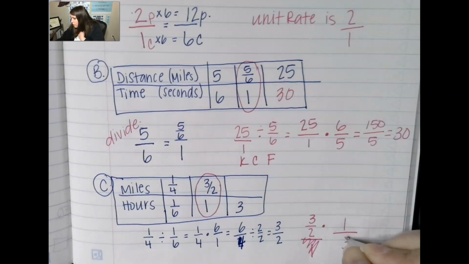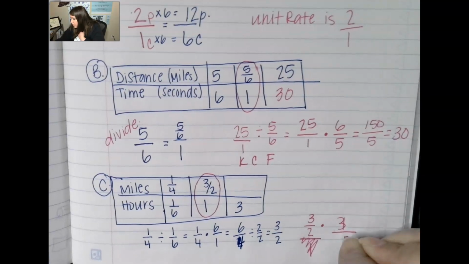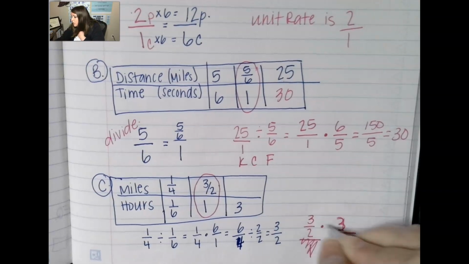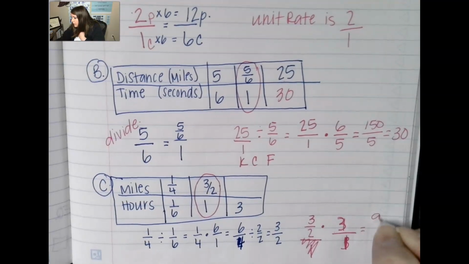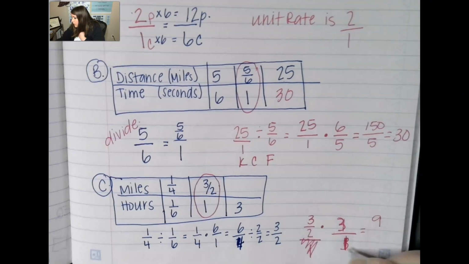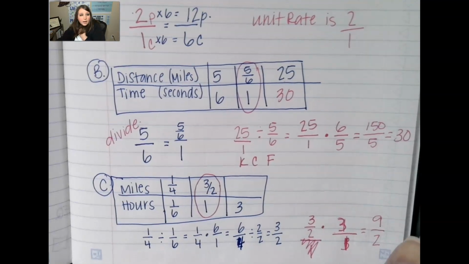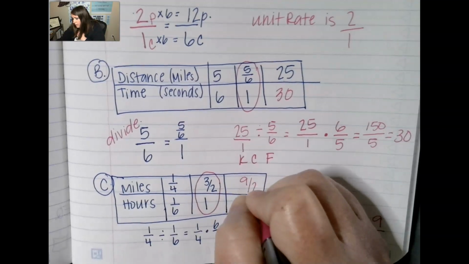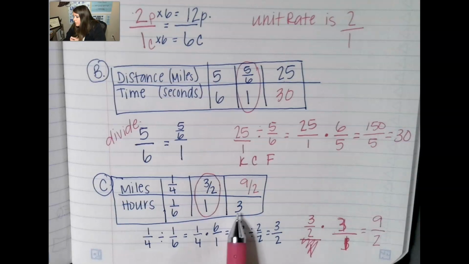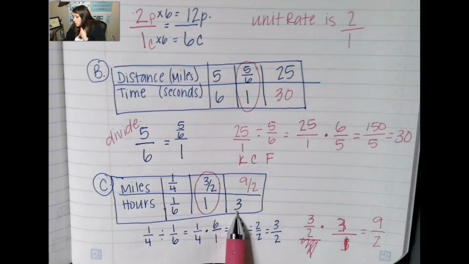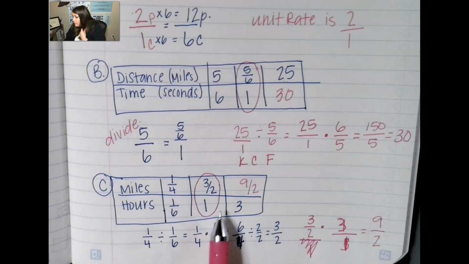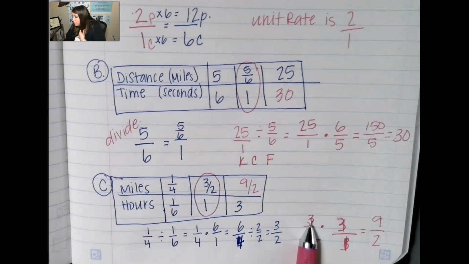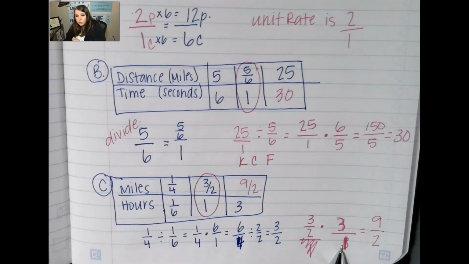Oh, I wrote that wrong. This should be 3 over 1 because it's a whole number. So 3 times 3 is 9, and 2 times 1 is 2. So 9 over 2 is how many miles I walk. I multiplied by 3 because 1 times 3 is 3. I multiplied that 3 over 1 by 3 over 2, which is 9 over 2.